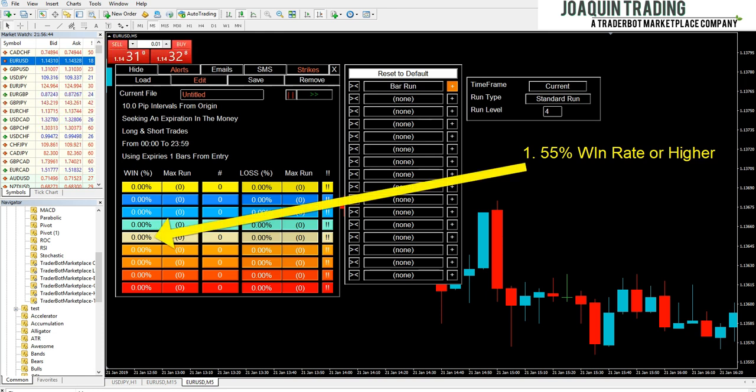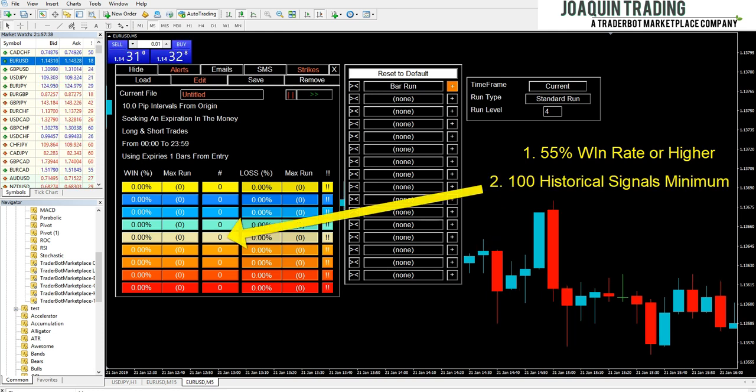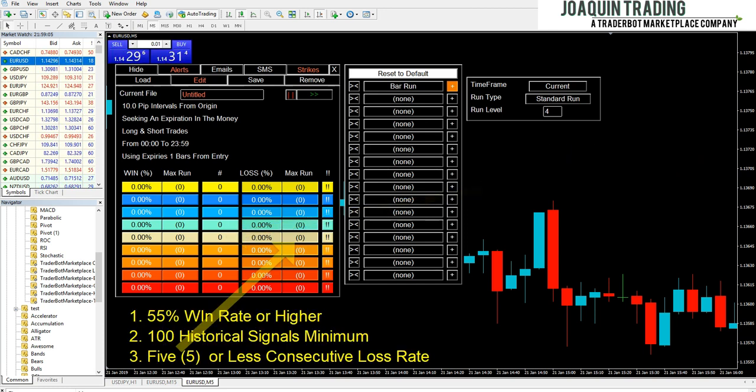Number 1, you have to have a 55% win rate or higher. You don't need an 80% win rate. You don't need a 95% win rate. You need a 55% win rate or higher. You need 100 historical signals minimum. And you need 5 or less consecutive losers, or a string of losers. We all get them. They need to be 5 or less.